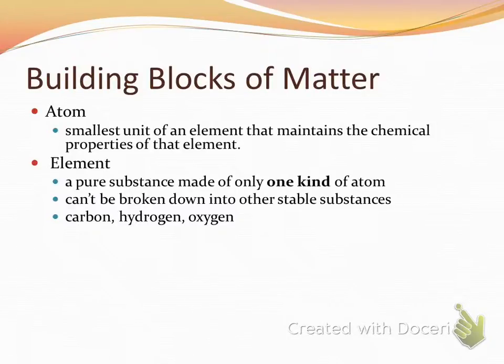Examples of elements, we talked about anything on the periodic table. Carbon, hydrogen, oxygen, those are our main big dog elements, right? We use them almost all the time. But any of those on the periodic table are elements. Okay? But these are just a few examples of that.